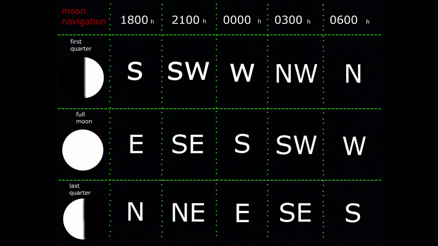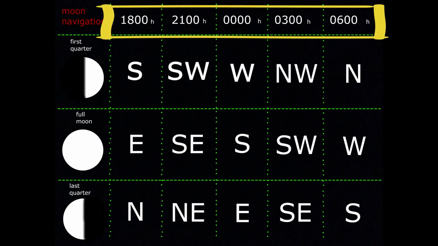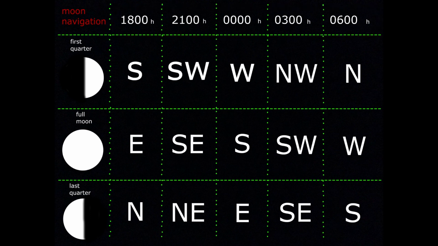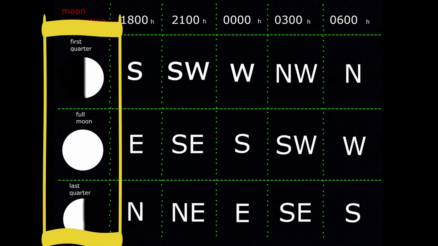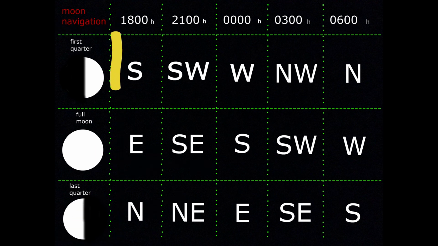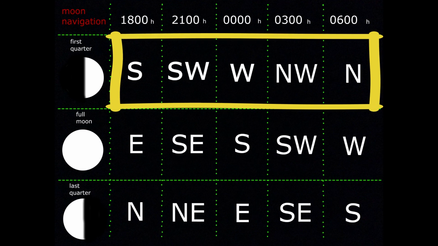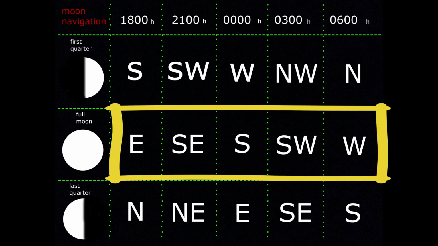Okay, what we got here is a chart that will enable you to navigate by the moon. Now, the top of the chart, you've got the times per night from 1800 hours to 0600 hours, going up in increments of 3 hours. And to the left of the chart is 3 different shapes of the moon: the first quarter, the full moon, and the last quarter. And to the right of the moons is the direction you'll be facing when you look at these particular moons at a particular time.